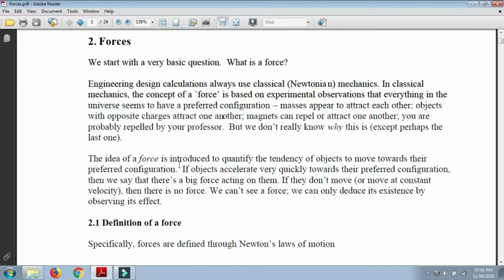The idea of a force is introduced to quantify the tendency of objects to move towards their preferred configuration. If an object accelerates very quickly towards the configuration, then we say the force is very big, the magnitude of force is very high. If they don't, or move at some constant velocity, then there is no force. We can't see a force. We can only deduce its existence by observing it.